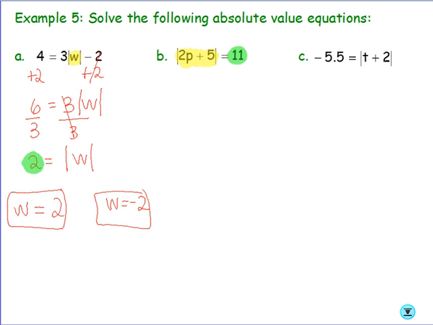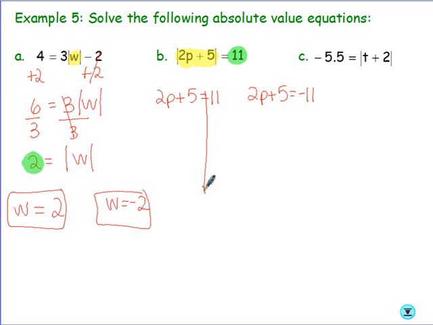Write 2 equations. The bars don't change. They go away, but the stuff inside stays the same. 2p plus 5 equals, and 2p plus 5 equals. The other sides are where we take the distance number of 11, and we make one of them positive and one of them negative. And now we got some solving to do. Those p's are not by themselves yet.